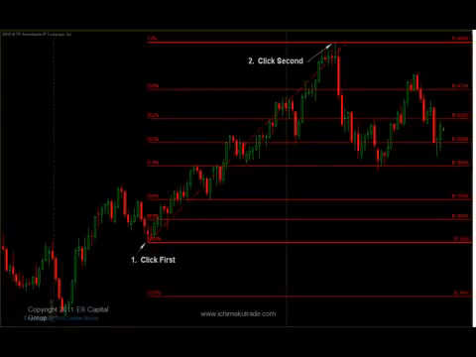This leads me into something else. Take the bigger picture first. You don't want small profits; you want to take the bigger ones. So you click here, which is the beginning of the trend, then you click over here where the trend ended. And then when you bring your mouse down, it'll draw all these retracements.